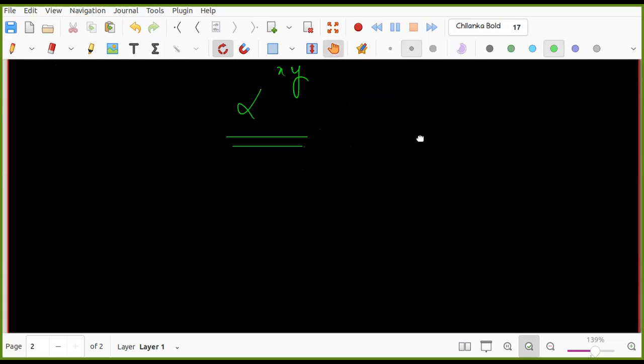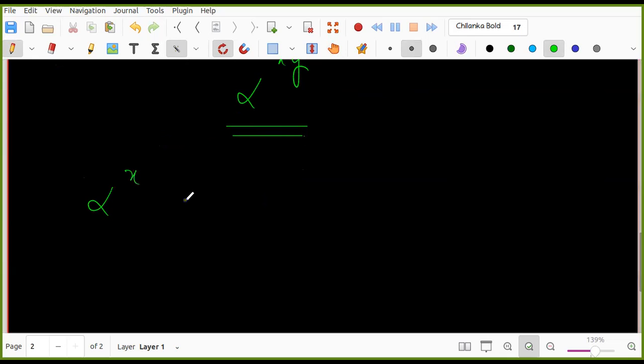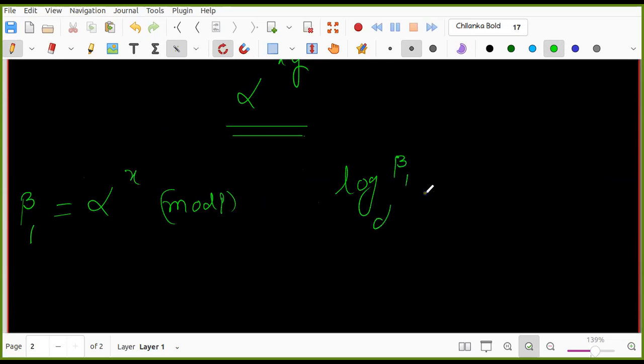So there are two types of problems. For example, from alpha power x mod p, which is equal to, say, beta 1. Now what is the logarithm of beta 1 base alpha? It is x, right? So finding x is difficult. This is called the discrete logarithm problem, the discrete log problem.